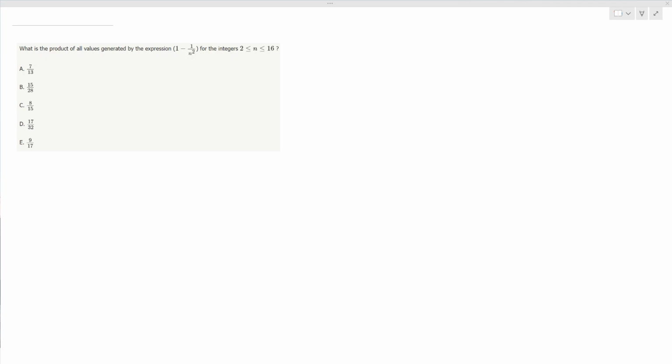So this question wants us to find the product of all values generated by this particular expression between a given range of n. To start solving this question, we can first simplify this equation. This equation is in the form of a square minus b square. So we can write 1 minus 1 by n square as 1 square minus (1 by n) whole square, which can then be simplified into (1 plus 1 by n) into (1 minus 1 by n).